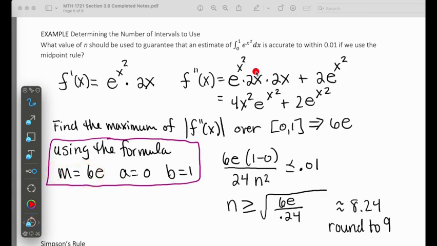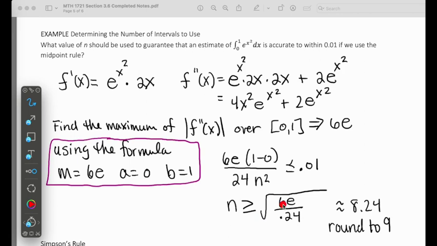Now the a and the b are the lower and upper limits for the interval that we're integrating over. So a is going to be 0, b is going to be 1. Now, when I use that formula for the midpoint, I'm going to get 6e, and then I'm going to multiply it by 1 minus 0, that's my b minus a, all over 24n squared. And I want this to be less than or equal to 0.01 because I want it to be within an error of 0.01.